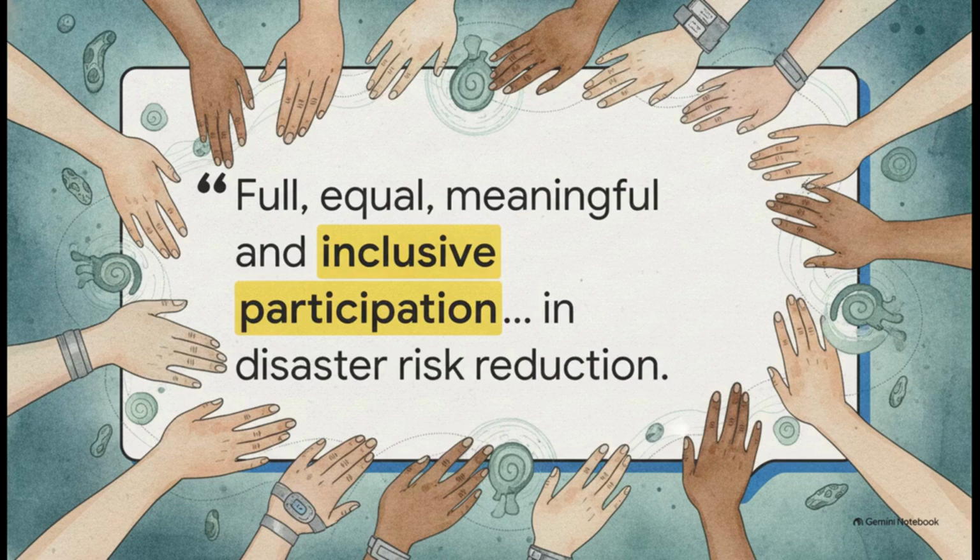Just look at this mandate from the UN Office for Disaster Risk Reduction from 2023. They explicitly stress the full, equal, meaningful, and inclusive participation of women, older persons, persons with disabilities, migrants, and indigenous peoples in all disaster risk reduction processes. That means building policies that are gender responsive and disability inclusive from day one. If we leave anyone behind in the planning room, the entire community's resilience just crumbles.